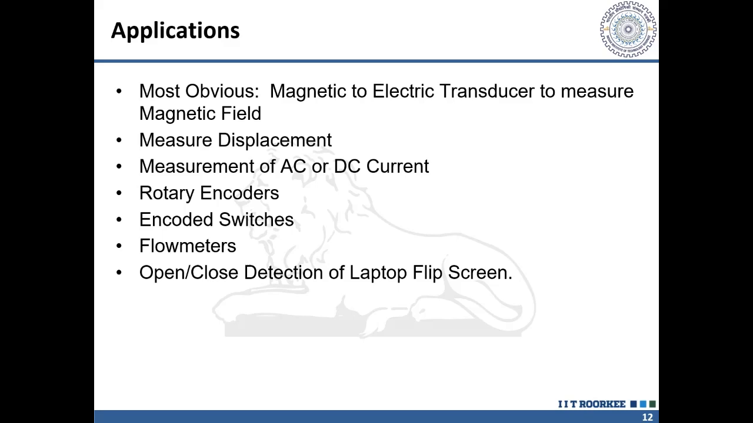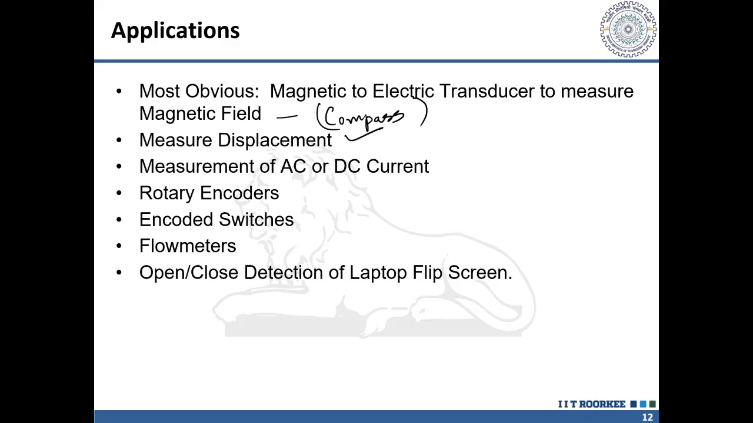Moving on to applications, the most obvious application of a Hall effect sensor is going to be the magnetic to electric transducer, basically measuring the magnetic field as such. So we can use this to measure the magnetic field. You would say this is basically working like a compass, right? So we'll look at compasses later. So basically this is going to be used as a compass.